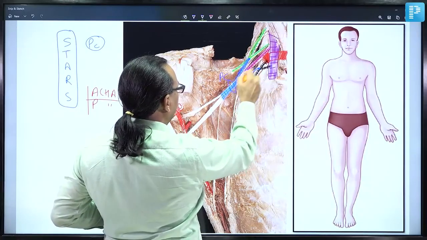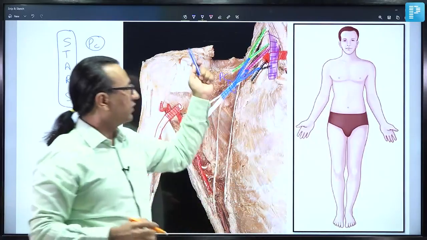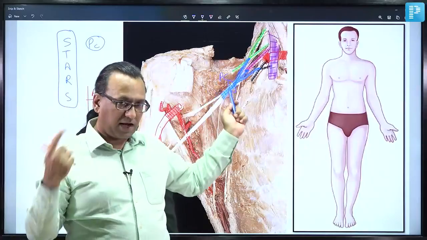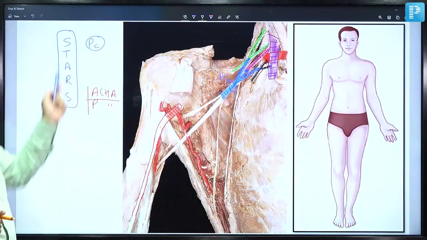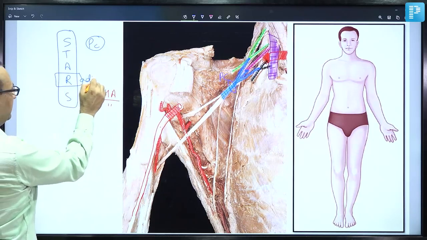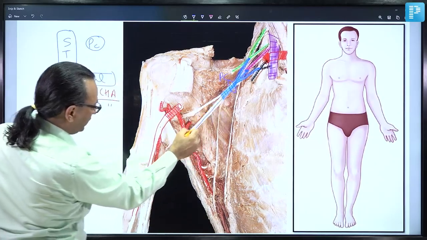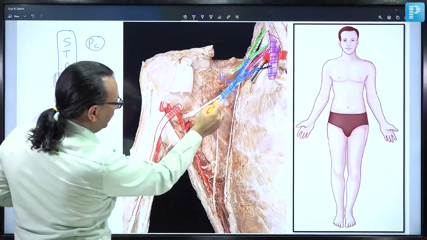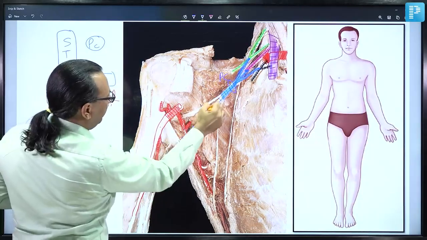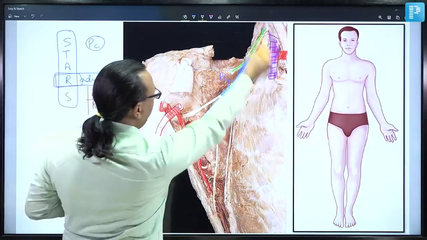Posterior divisions are passing behind the bone clavicle, which we have removed here for the sake of clarity. And then in the axilla, you have posterior cord of brachial plexus, which is going to give us 5 branches. But remember, the continuation is radial nerve. So radial nerve is the continuation of the posterior cord of brachial plexus. As you can see here, it is the thickest of all the branches, having all the 5 root values of brachial plexus, as is evident in this diagram.